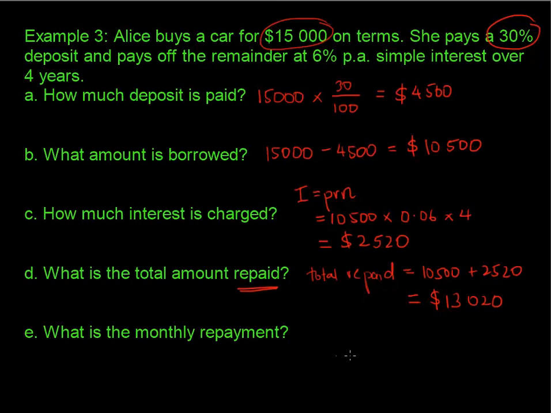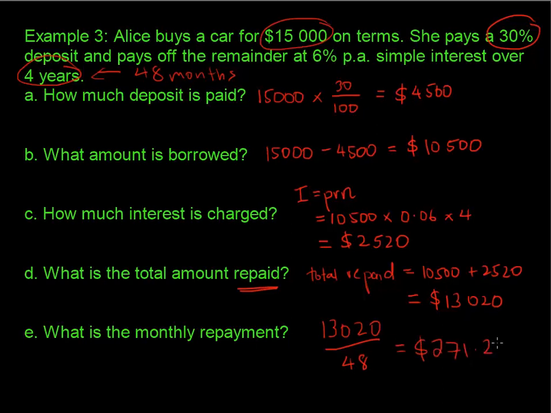The last part says, what is the monthly repayment? She pays the loan off over 4 years, and 4 years is 48 months, since it's 12 months each year. So to work out the monthly repayment, we just divide these repayments by 48, and that gives us $271.25 per month.